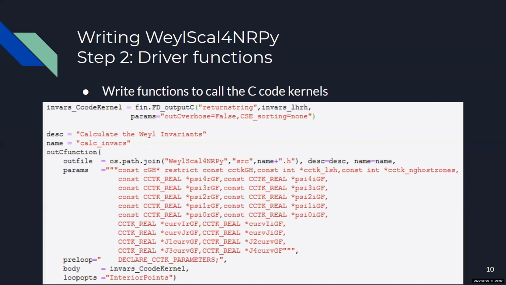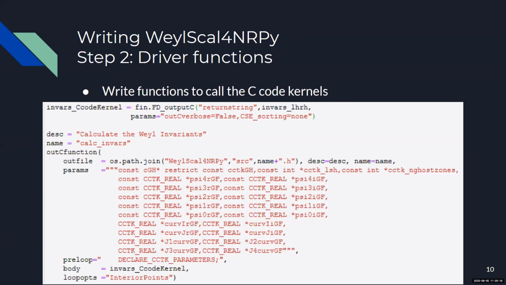So all we have to do is specify the inputs and the outputs, give it a name, tell it where to put the file, and then a few other parameters, like the loop over the portion of the grid we care about, and it creates that function for us.